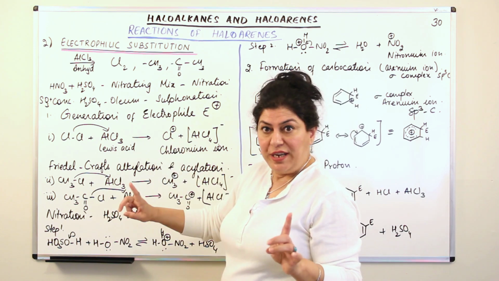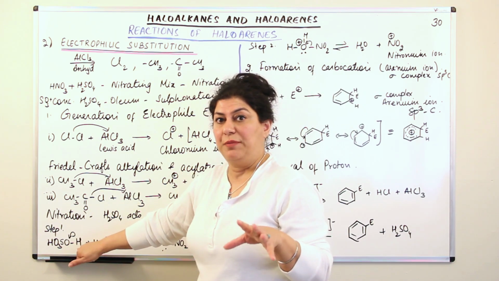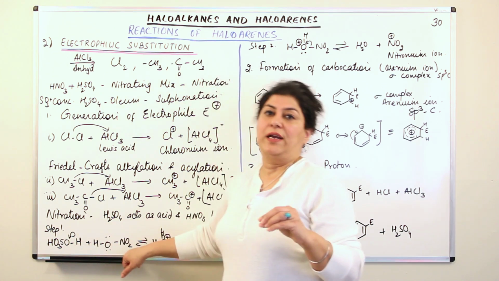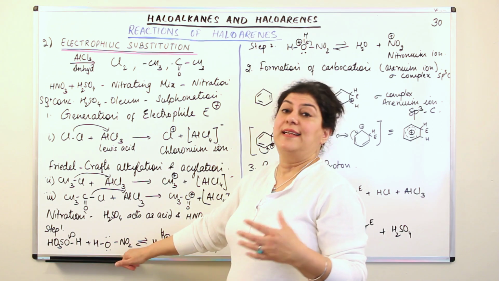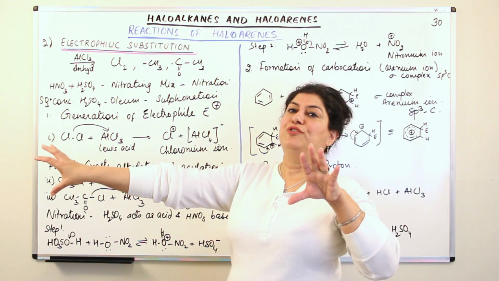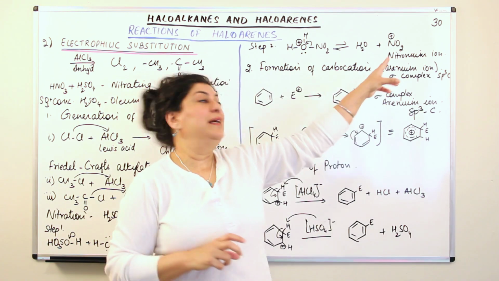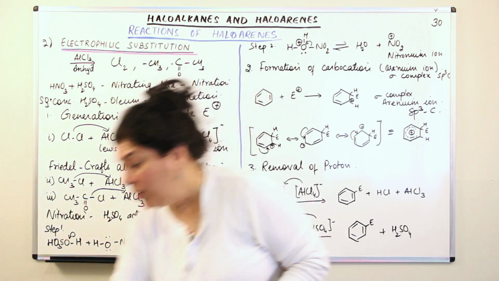In the case of nitration, what we did was we used a nitrating mixture, a mixture of sulfuric acid and nitric acid, where sulfuric acid acted as an acid and nitric acid acted as a base, accepted a proton, and then water molecule was removed, leaving the remaining nitronium ion. In the case of sulfonation now, what happens?